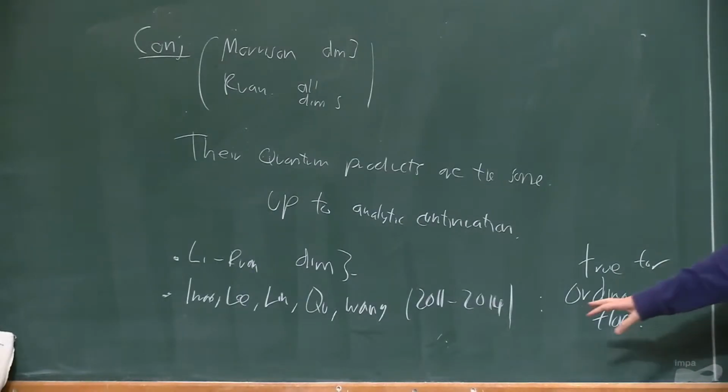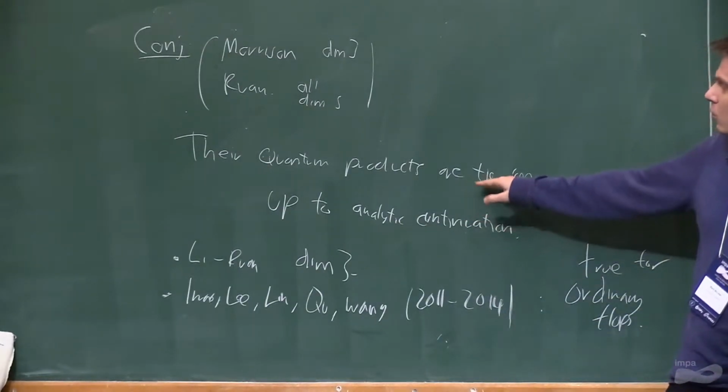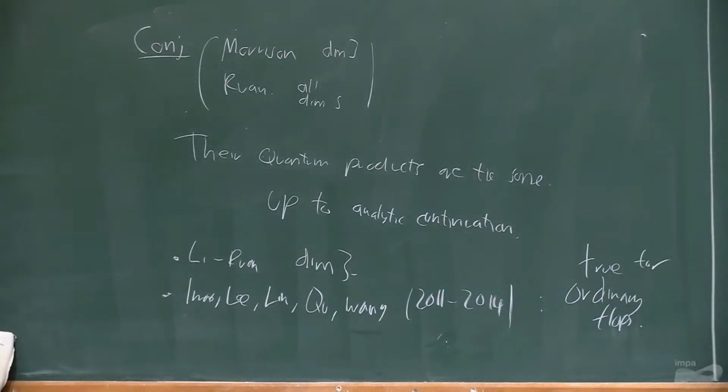Also, these people didn't just look at the big quantum product, which encodes all the genus 0 Gromov-Witten invariants. You could ask, what about higher genus ones? I think some of these people also did some work towards identifying higher genus ones, although they didn't do everything. They did it for simple flops, I think.